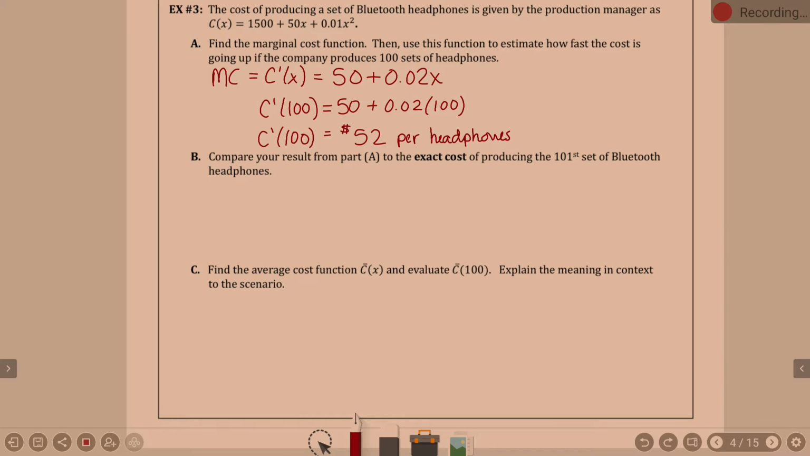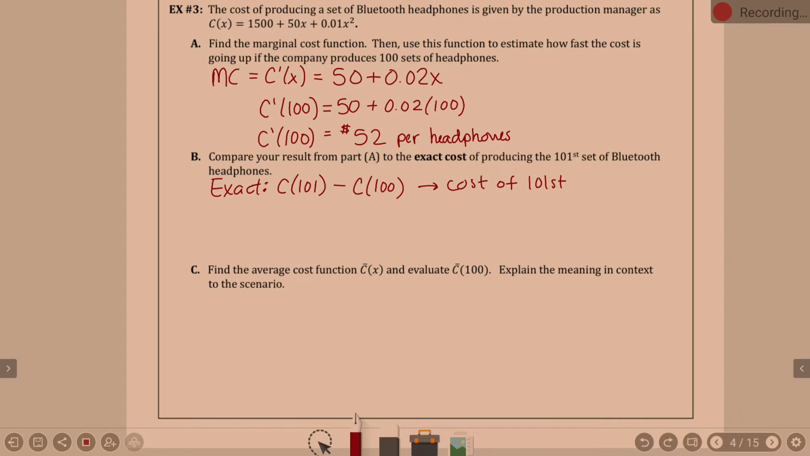Okay. Compare your result from part A to the exact cost of producing the 101st set of Bluetooth headphones. How do we find the exact cost? Into what equation? The original. Okay, so to find the exact cost, you're going to do the cost of the 101st headphone, and then you're going to have to subtract off the cost of the 100th headphone, yes? And that is going to give you the cost of the 101st.